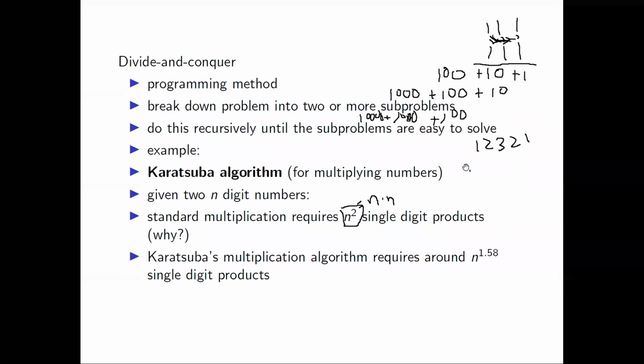And there's this algorithm which allows you to do standard multiplication using approximately n to the 1.58 single digit products. We're not going to go into the details of it, but it is an example of divide and conquer.